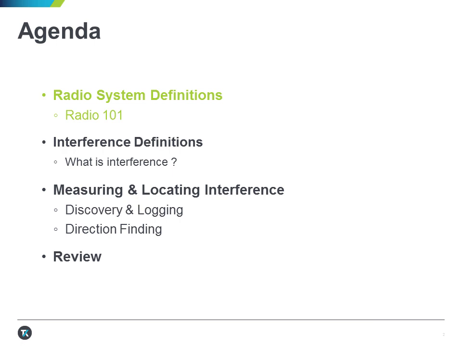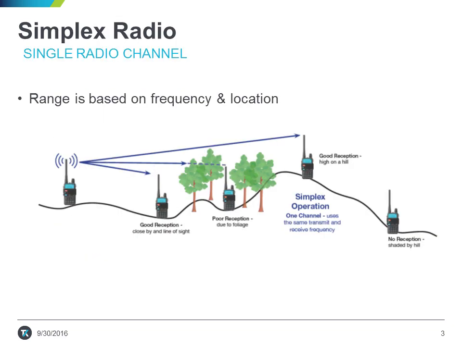Today's presentation will cover a number of areas. First, a short section on radio system definitions, a second section on interference definitions, and a third section on measuring and locating interference. In order for us to fully understand interference in radio networks, we first have to understand a simple definition of what's in a radio network.